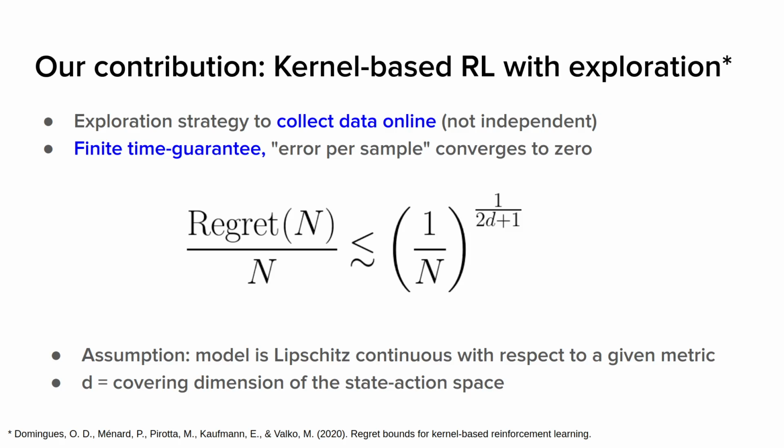And we provide a finite time guarantee on a quantity that can be interpreted as the error per sample, which converges to 0 as the number of samples goes to infinity, and also depends on the covering dimension of the state action space. And the assumption that we make here is that the model is Lipschitz continuous with respect to a given metric.